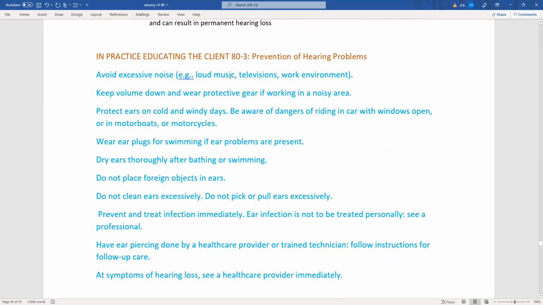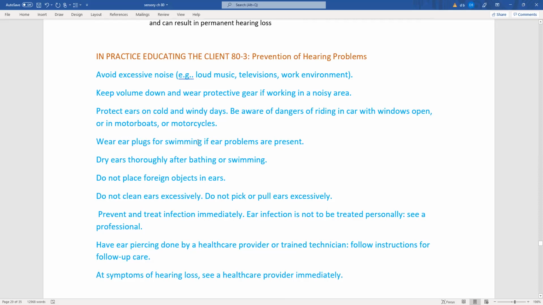Avoid excessive noise like loud music, television, work environment. Keep volume down. Wear protective gear if working in noisy areas. Protect ears on cold and windy days. Be aware of dangers of riding in cars with windows open or in motorboats or motorcycles. I never knew that. I guess because something can probably bust you in your ear or something.